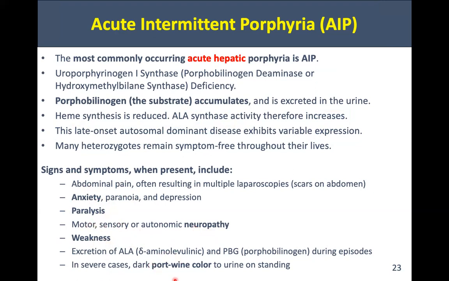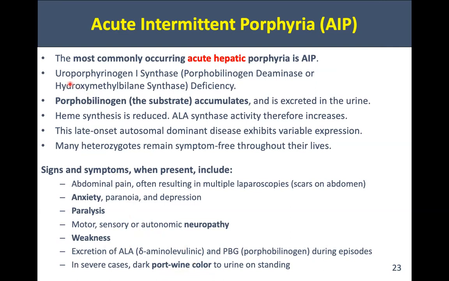Then another clue that they might give you is that there's a port wine color. So the way that this happens is that the patient is going to urinate, and before they flush the toilet, if they let the urine sit in the toilet for a little bit, the urine is actually going to change color to a darkish red. And so again, this only happens if the urine is left in the toilet for a little bit. It's not immediately as it's coming out of the body.